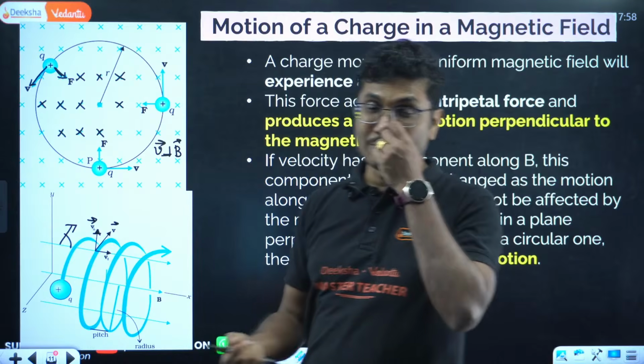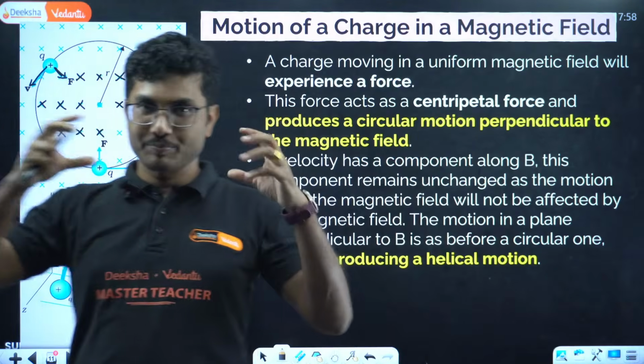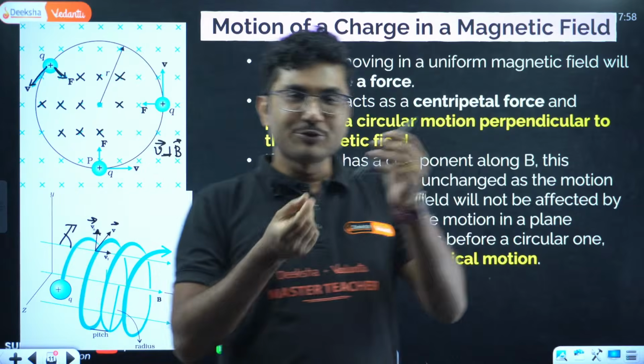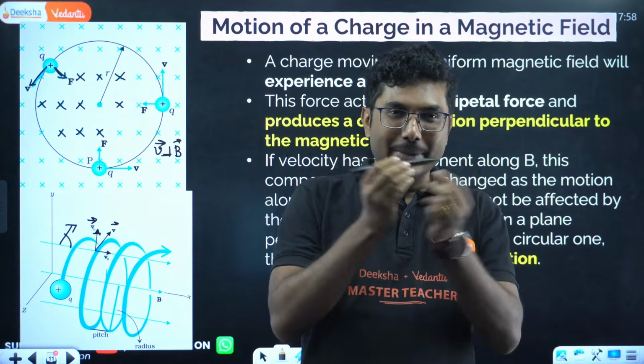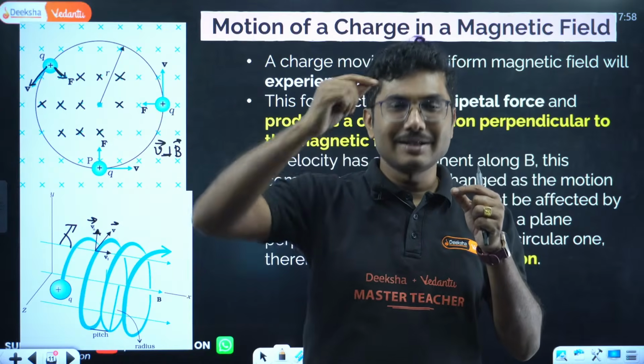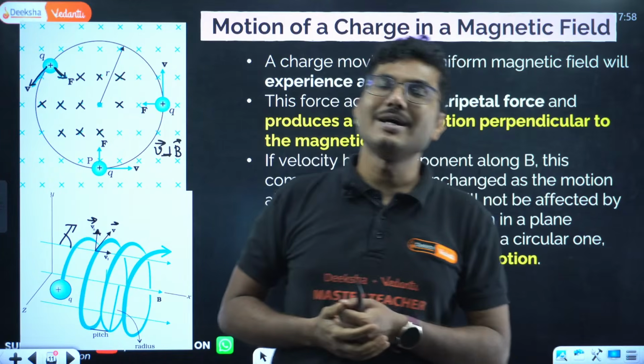Now what is a helical motion? If you take a spring, you have seen a spring, right? Inside a pen, we used to play with our pens, inside the pen there is a spring, right? So the shape of that spring is basically a helix.